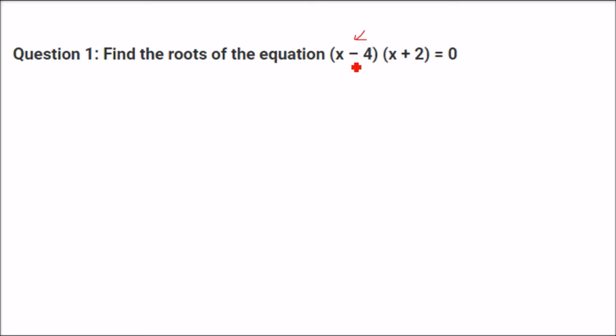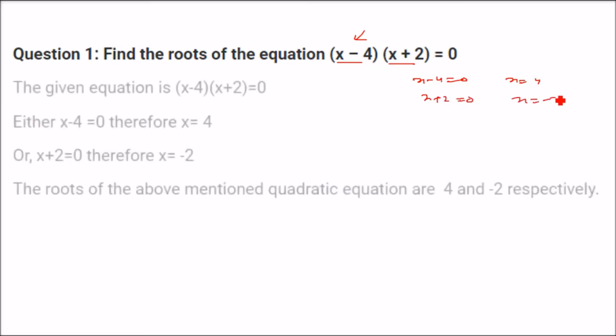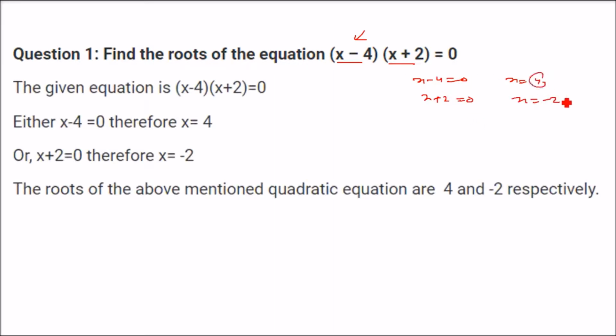So this means either x minus 4 is equal to 0 or x plus 2 is equal to 0. If we put x minus 4 equal to 0, x will be equal to 4. If we put x plus 2 equal to 0, we get x equal to minus 2. So the roots of this equation are 4 and minus 2.